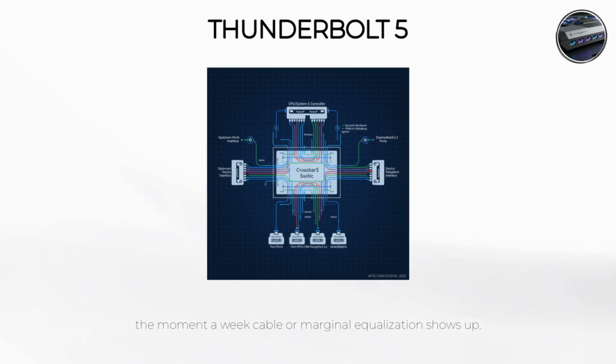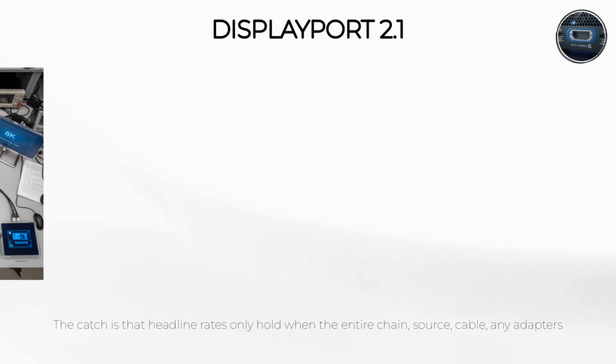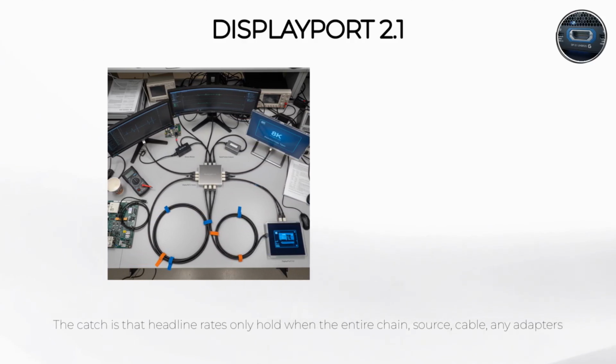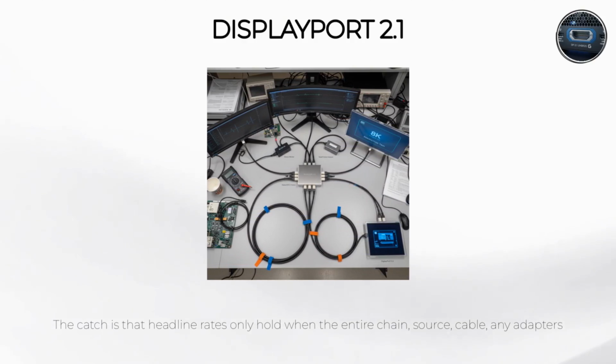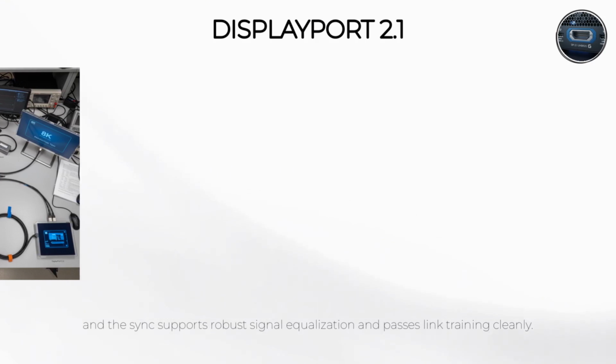Chapter 3, DisplayPort. DisplayPort 2.1 introduced UHBR, short for ultra-high bitrate. The headline idea is simple: crank up the symbol rate per lane, and with 4 lanes, you can drive very demanding display modes. The catch is that headline rates only hold when the entire chain, source, cable, any adapters, and the sink, supports robust signal equalization and passes link training cleanly.